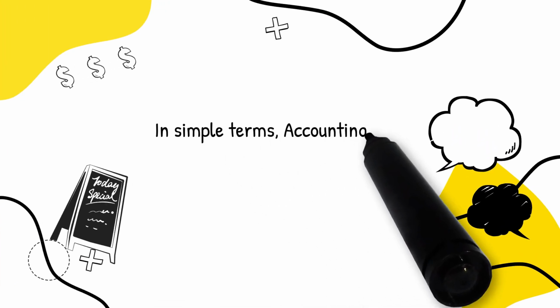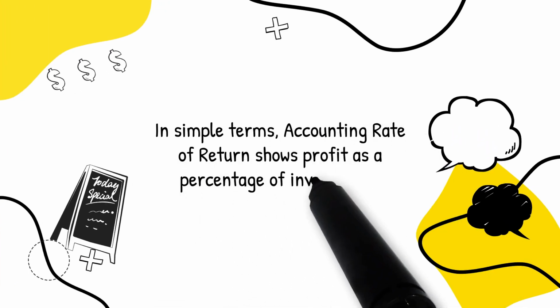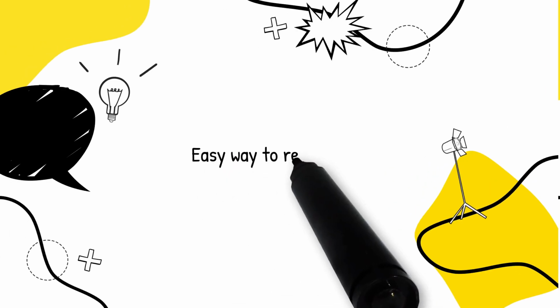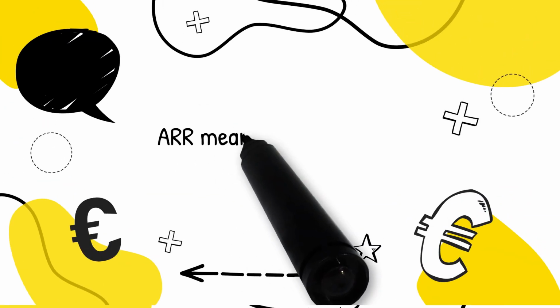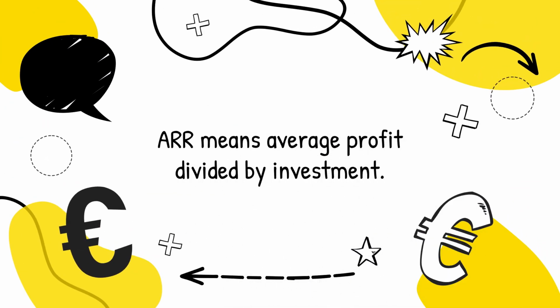In simple terms, accounting rate of return shows profit as a percentage of investment. Easy way to remember: ARR means average profit divided by investment.